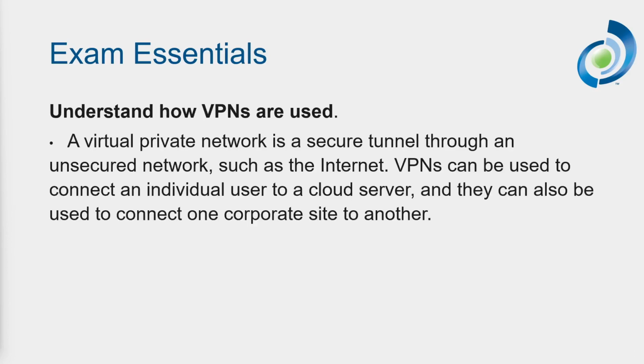Understand how VPNs are used. A virtual private network is a secure tunnel through an unsecured network, such as the internet. So VPNs can be used to connect as an individual user to a cloud server, and they can also be used to connect to a corporate site or one corporate site to another.